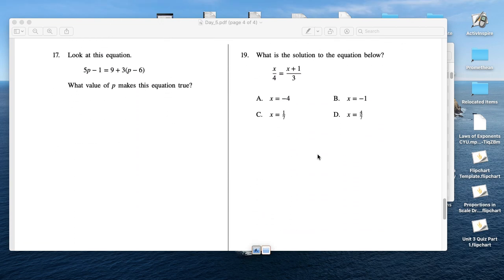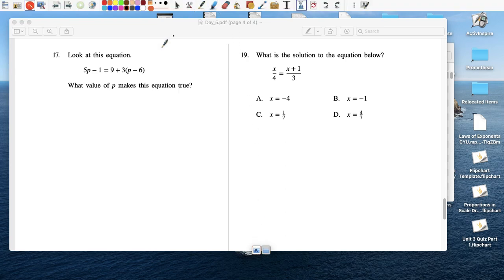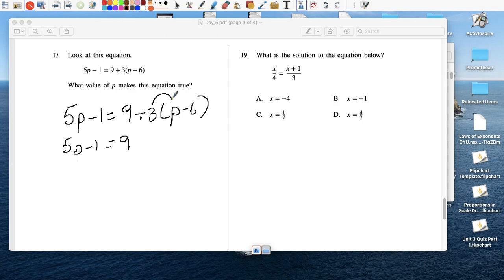17. We're asked to solve this multi-step equation. Step 1, get rid of the distributive property. There's nothing to do on the left side, so let's leave that alone. 9, and then positive 3 times p is positive 3p, and positive 3 times negative 6 is negative 18. 5p minus 1. Can I combine anything on the left side? Yeah, I can combine a 9 and a negative 18. So I'm going to get 3p, and then 9 and negative 18 is negative 9.